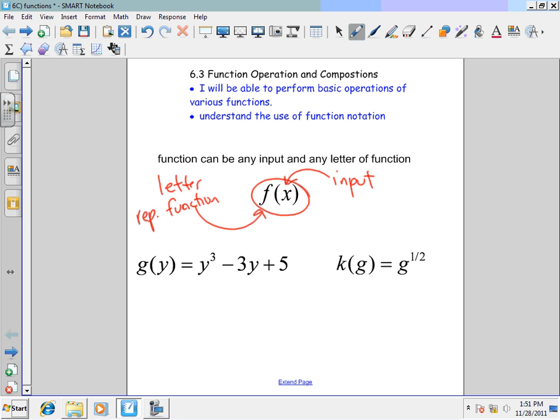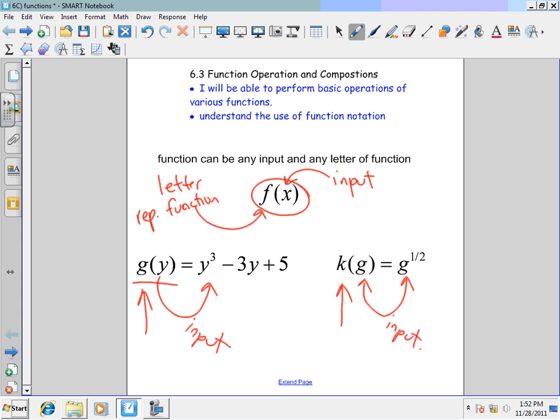When I see g of y, the y is the input. And g is different than f. This tells you which function it is. And there's no magic to g, it could be any letter. The next example, function k, is distinguished from the other two, saying that it's a different letter, so it's a different function. And here we have a different input, and notice it's over here.